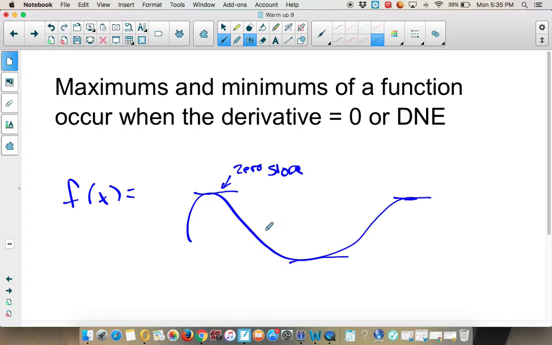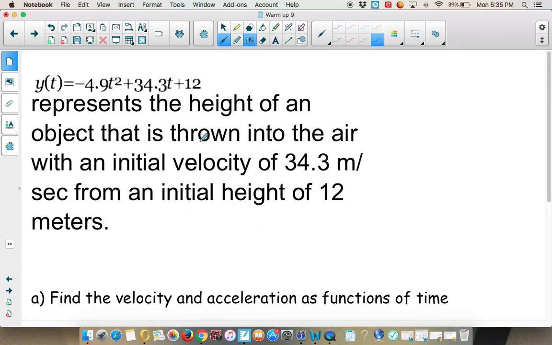Now, just because it equals 0 doesn't mean that I've changed direction. I actually have to change from a positive slope to a negative slope on either side, or a negative to a positive. And we're going to talk about that a bunch of times. But right now, what we need to know is that when my derivative equals 0, that's where my max and mins can occur. So we're going to take a function, probably something you've seen in physics before.